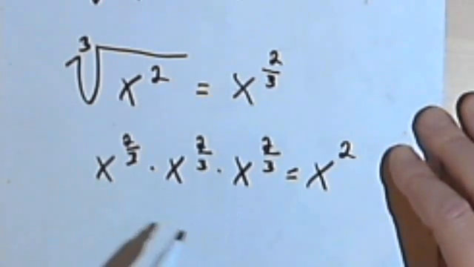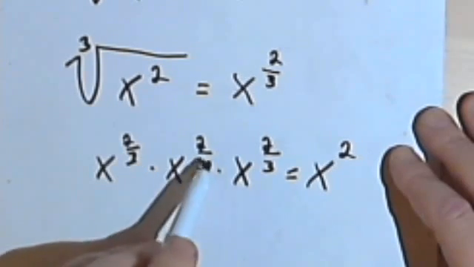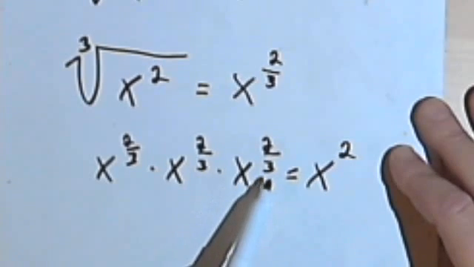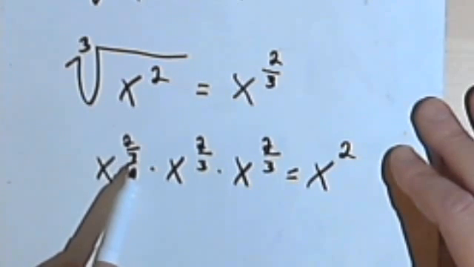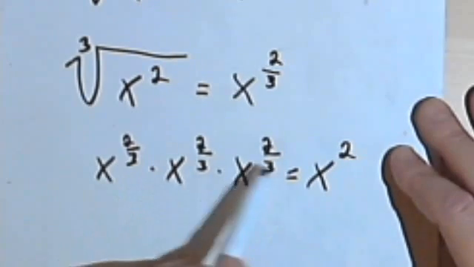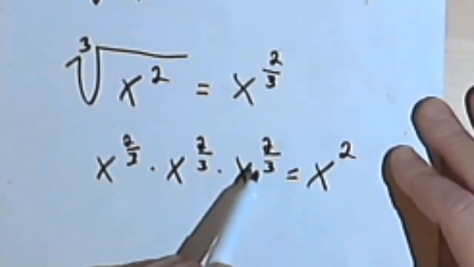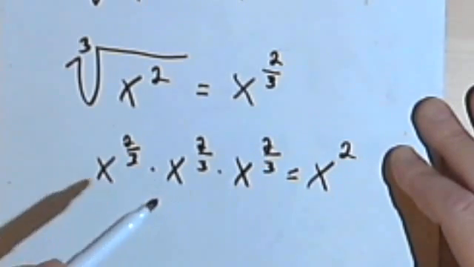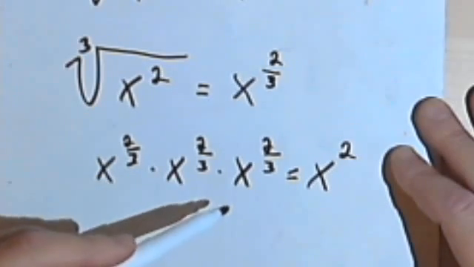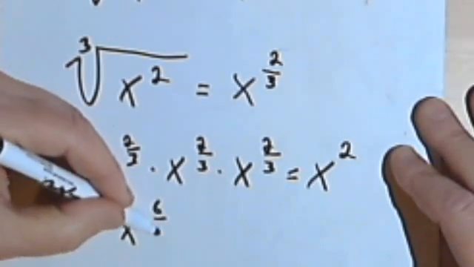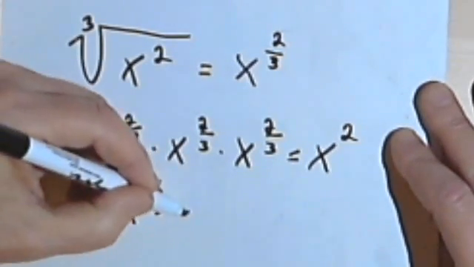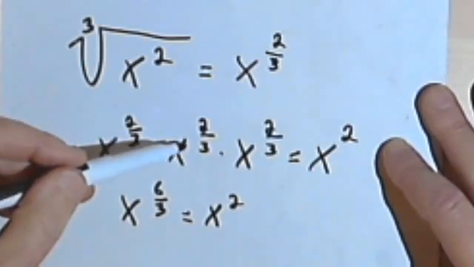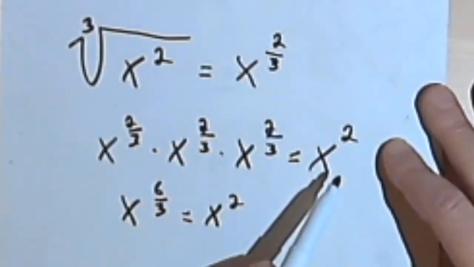I'm multiplying these bases, so that means I want to add the 3 exponents. So I'm adding 2/3 plus 2/3 plus 2/3. Well, the denominators of these fractions are all the same, so the denominator of my answer, when I add these 3 together, is going to be 3. And then I'll just add the numerators, 2 plus 2 plus 2. 2 plus 2 plus 2 is 6. So it's x to the 6/3. Well, 6 over 3 is the same as 2. So x to the 2/3 times x to the 2/3 times x to the 2/3 equals x squared.